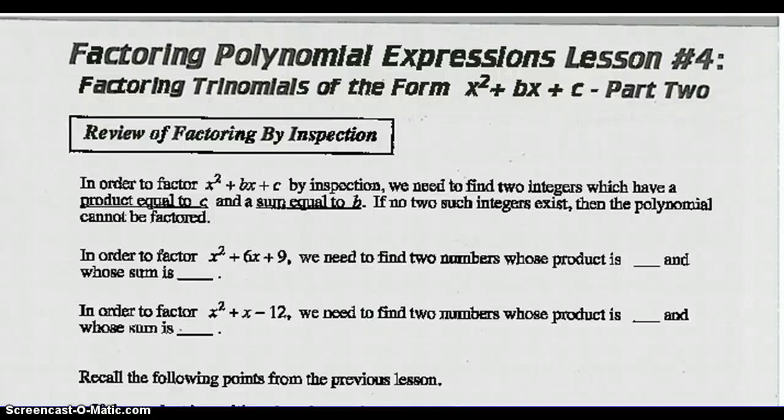Hello, Math 10Cs. We're going to do part 2 of factoring simple trinomials. All right, just do a quick review of factoring by inspection.